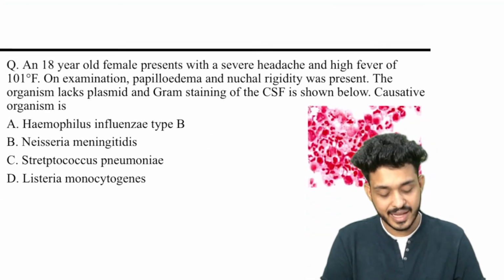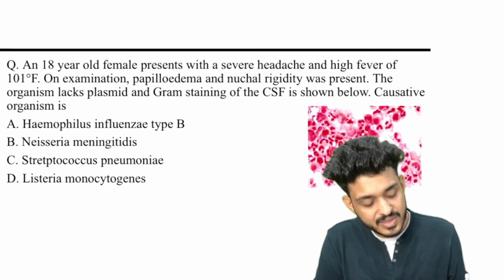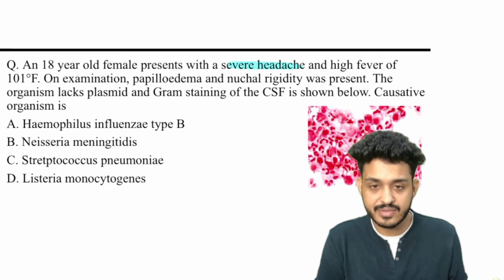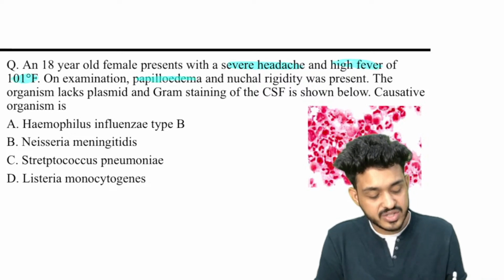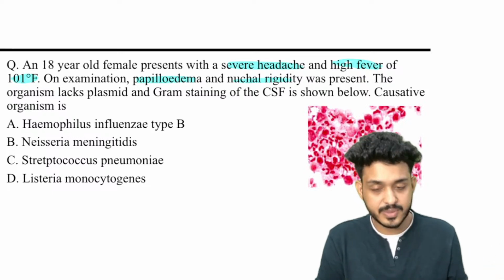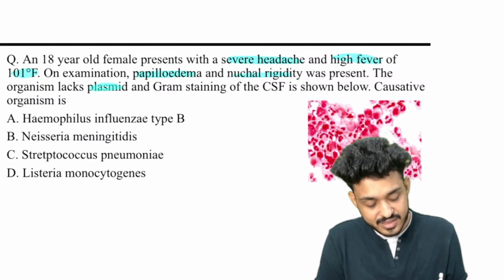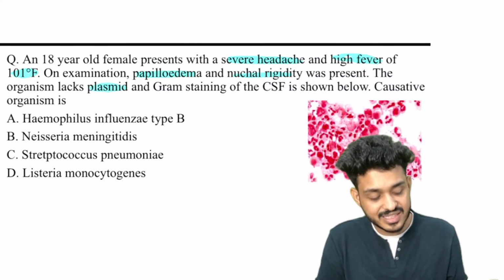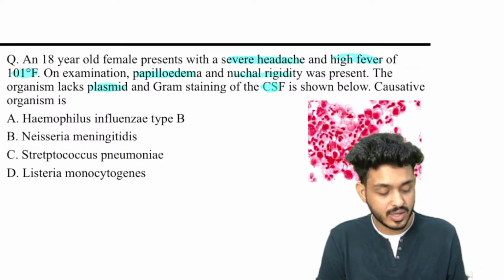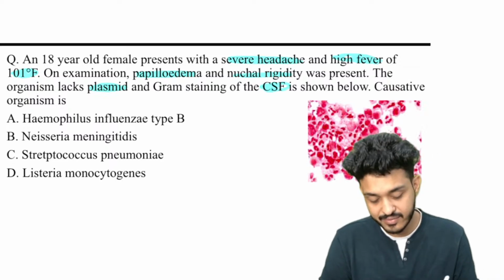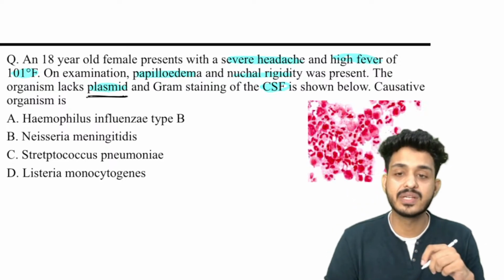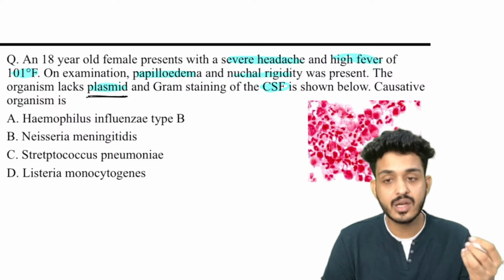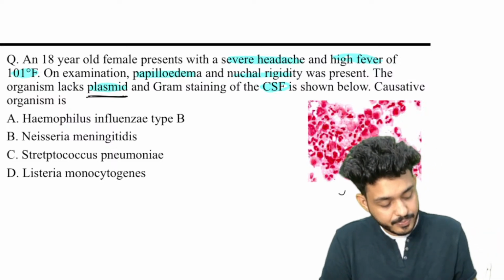Okay, look here. An 18-year-old female presents with a severe headache, high fever of 101. On examination, there is papilledema and nuchal rigidity was present. The organism lacks plasmid, and gram staining of the CSF is shown below. Again we have CSF, and they want to know the organism that does not have plasmid. So what is the organism? Can you appreciate how you can identify?